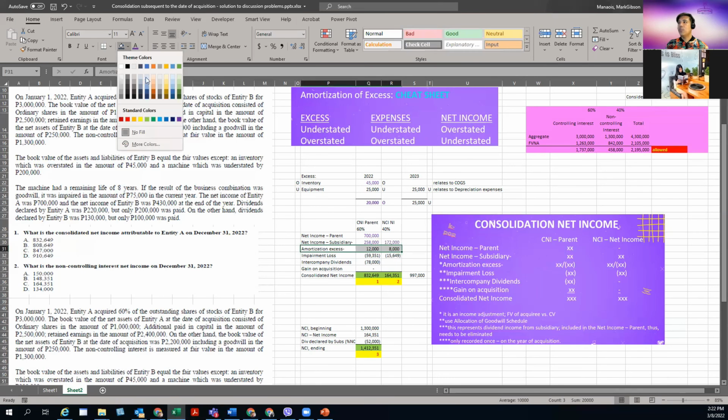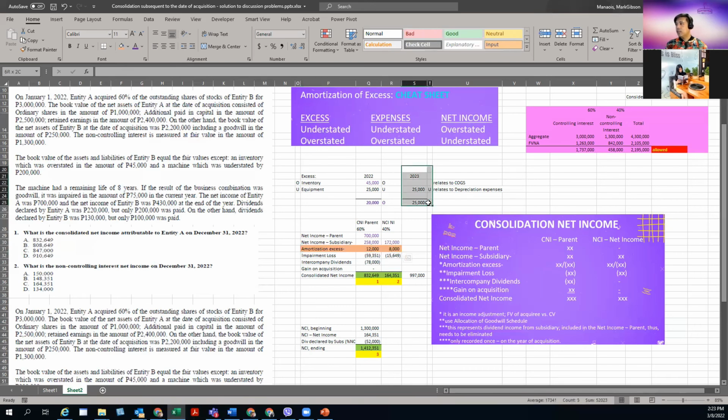The amortization of excess. So since meron na tayo initial calculation dito, alisin ko pa. So, ang expenses natin is overstated. Kung overstated na expenses, so understated the net income. So all we have to do is add it back. No? So that's 12,000 kasi 20,000 multiplied by 60%. So 12,000 for the parent. And then 8,000 naman for the non-controlling interest.